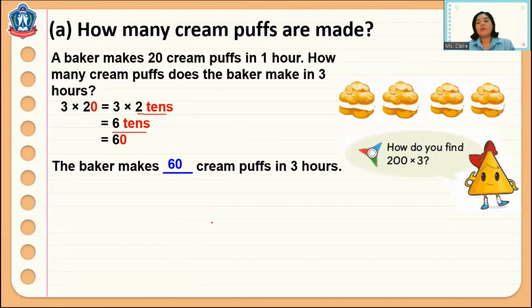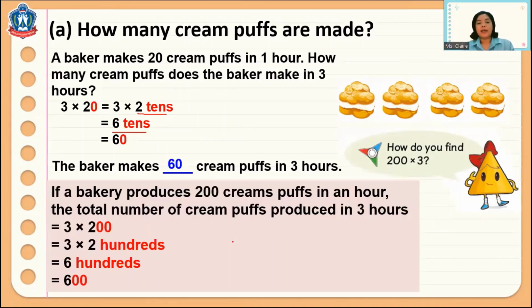How about if you multiply 200 times 3? What is the answer? It means 3 times 200, right? 200 multiplied by 3 is 600. Therefore, there are 600 cream puffs.